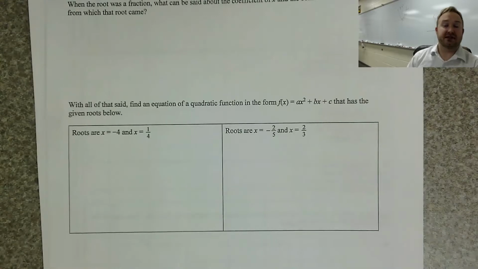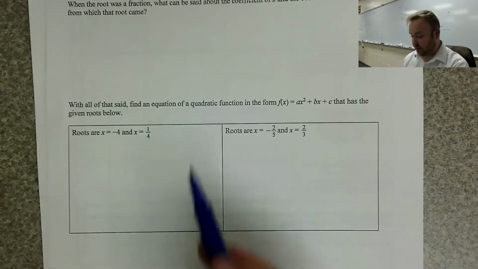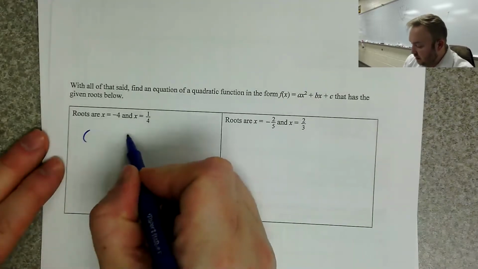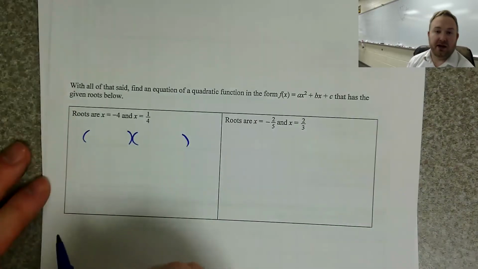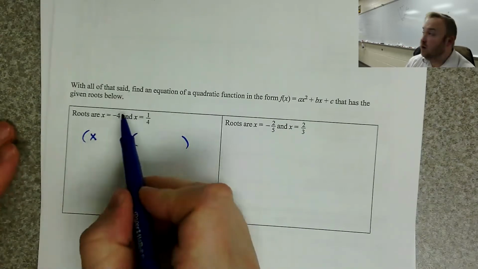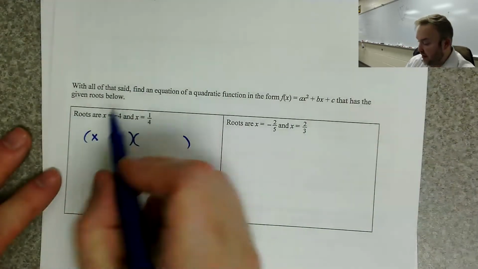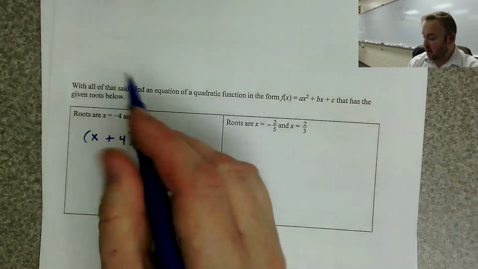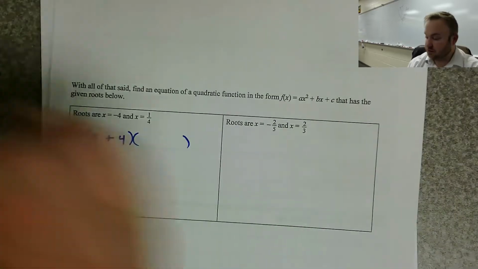Remember, roots and zeros are the same thing. One of my roots is x equals -4. Think about what that factor would be. What factor can I set equal to 0 and get x equals -4? Well, that factor would be x plus 4. If you set x plus 4 equal to 0 and solve it, you'll get x equals -4.